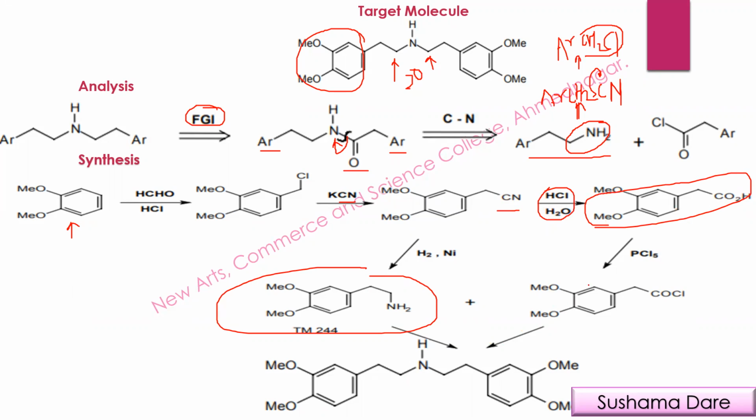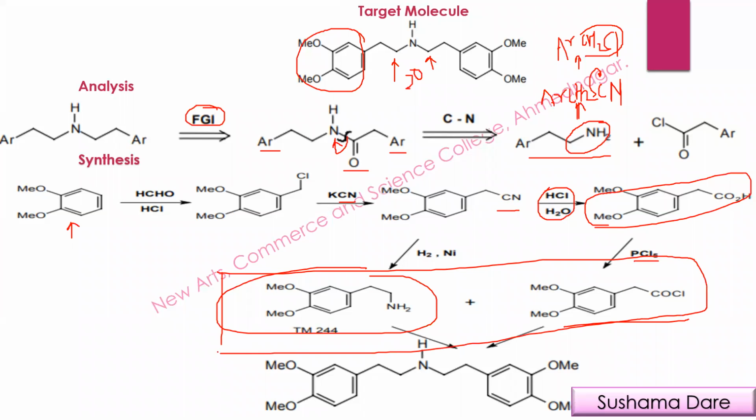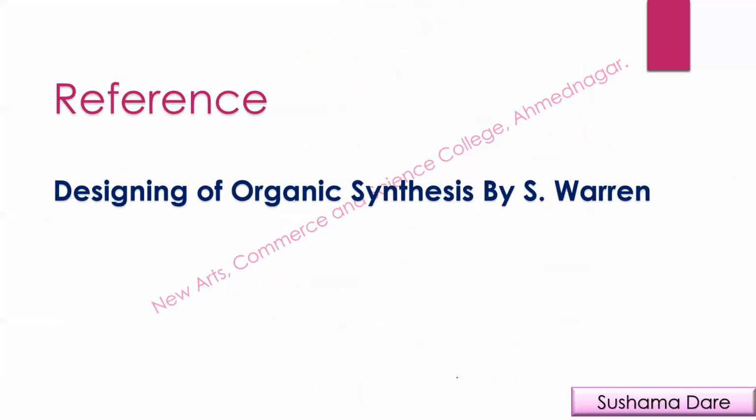The next step is what? That COOH group you have to convert into the acid chloride, so treat it with PCl5, and it gives the acid chloride. The combination of these two gives you the amide. After getting that, this carbonyl group is reduced by LAH. So at the end, we go with the LAH, and that gives the target molecule. Please refer to the same book, that is Stuart Warren.